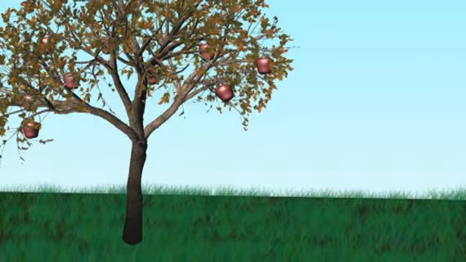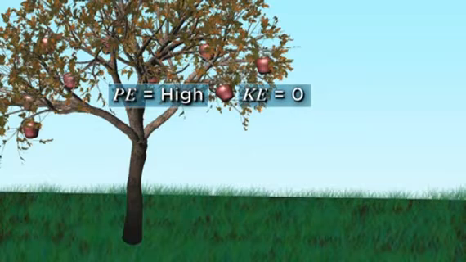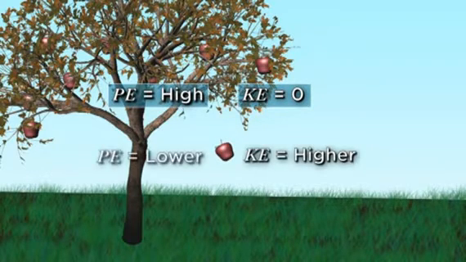So at the beginning, potential energy is greater, but kinetic energy is zero. Then as the apple falls, its kinetic energy increases while its potential energy decreases. Now if we add up the two kinds of energy, kinetic energy plus potential energy, we arrive at the total energy. Technically, this is called the total mechanical energy.